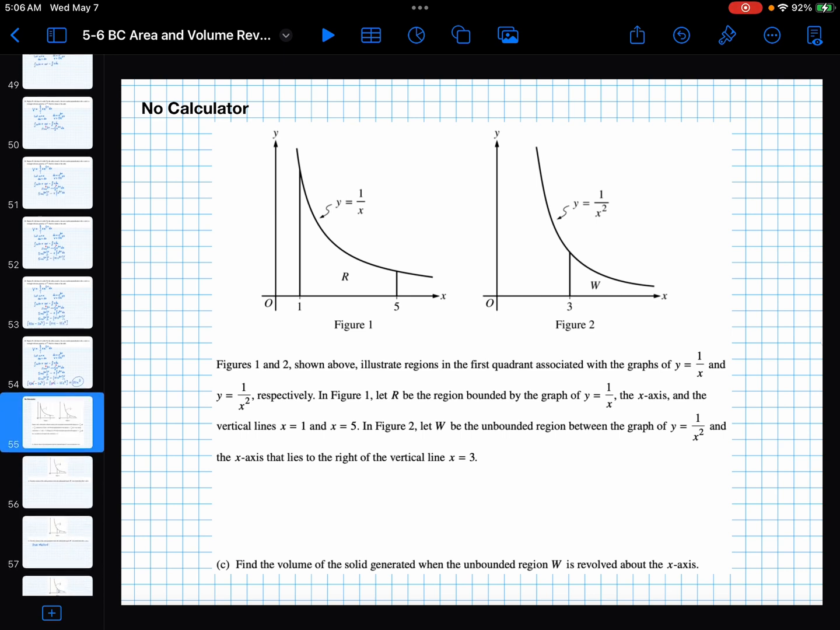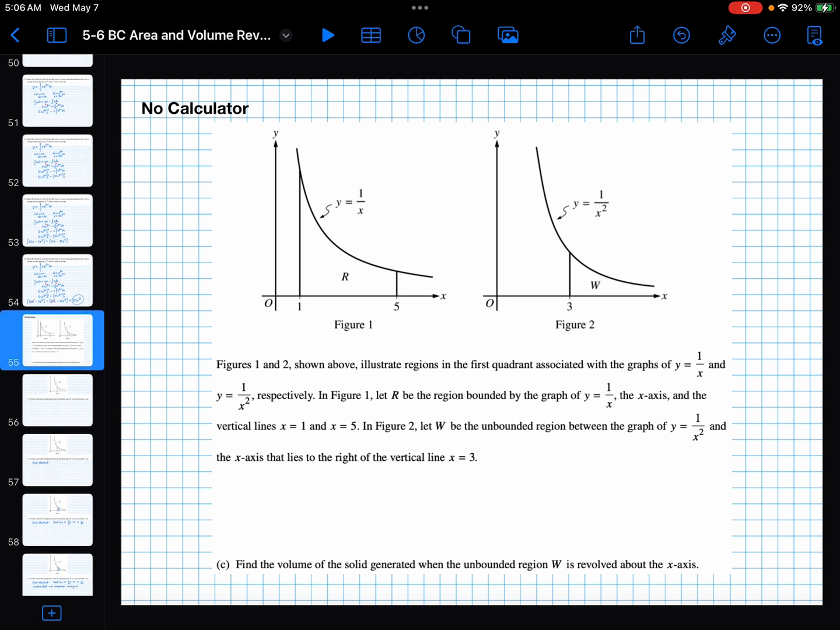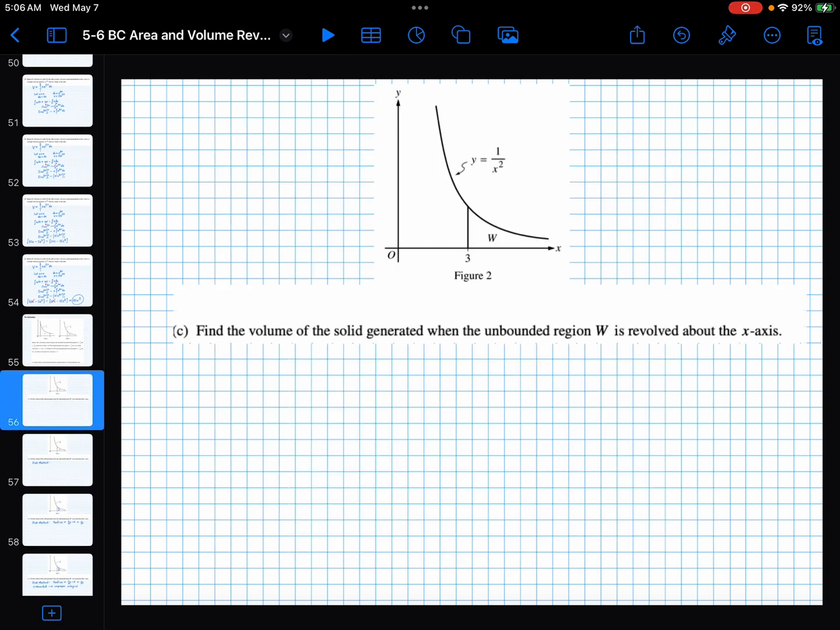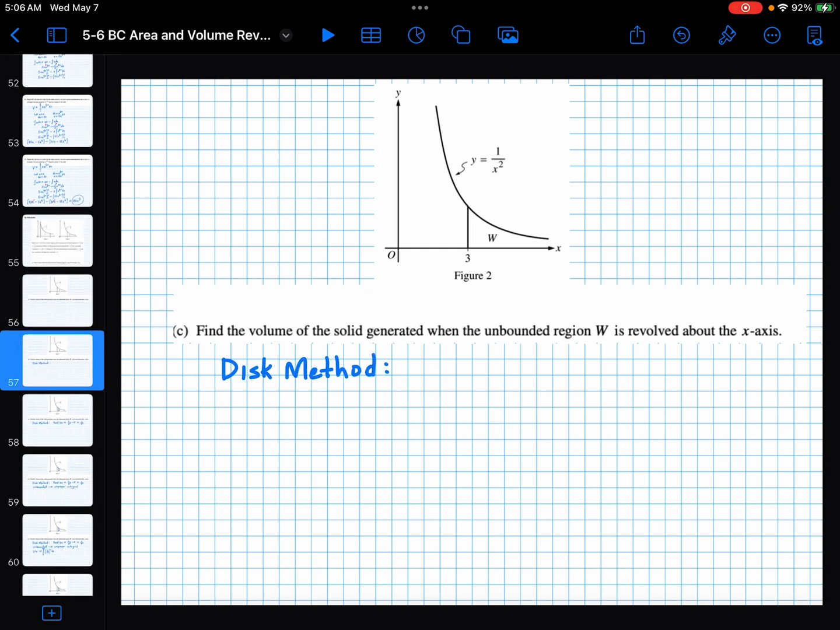All right, part C: find the volume of the solid generated when the unbounded region W is revolved about the x-axis. So again, you're doing volume. The x-axis is a boundary here, so it is the disk method that you're going to be looking at. Because the integral goes to infinity, this is an improper integral, so you're going to have to follow the rules for an improper integral and see if we get an answer. Because the x-axis is our boundary of our region, it's also the line of revolution. We use the disk method.